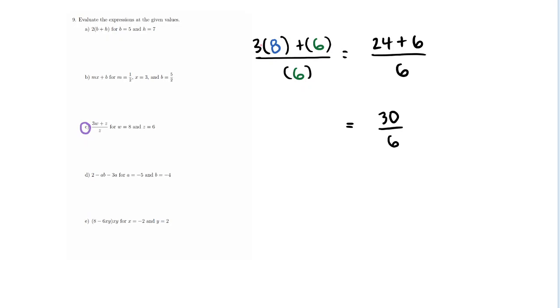And now 30 divided by 6, this is just division. It says how many times does 6 go into 30, and that goes in 5 times. So this is 5.